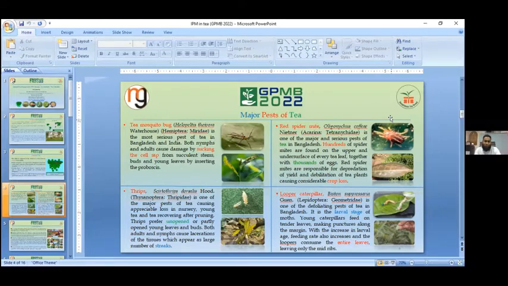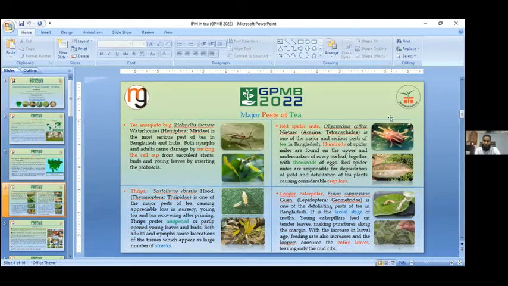Another is thrips. This is Scirtothrips dorsalis, one of the major pests of tea, causing appreciable loss in nursery, young tea, and tea recovering after pruning. Thrips prefer unopened or partly open young leaves and buds. Both adults and nymphs cause laceration of the tissue, which appears as a large number of streaks.